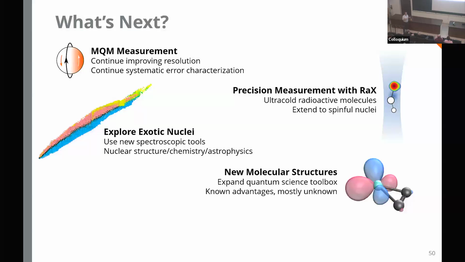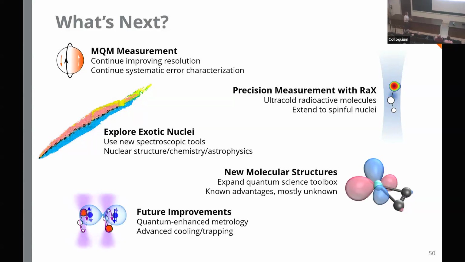So these metal OHs have served us well, and they have a lot of great features, but there are more complicated molecules and structures that we know have additional advantages, but we just don't know enough about them yet. And we're starting to study them. And looking further down the road, we're interested in developing and using tools like quantum enhanced metrology or advanced cooling and trapping to continue improving these experiments.